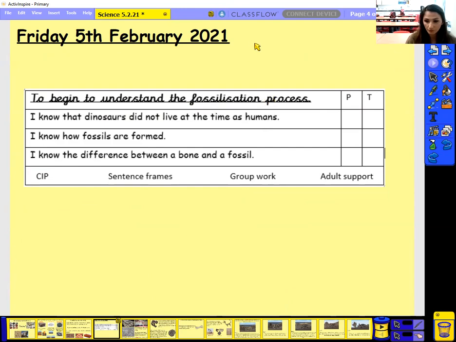Fossilization. I don't know if you managed to say that at home. We'll go into what that means in a minute. So I know that dinosaurs did not live at the same time as humans. I know how fossils are formed, and I know the difference between a bone and a fossil. So on to our first bit of learning.